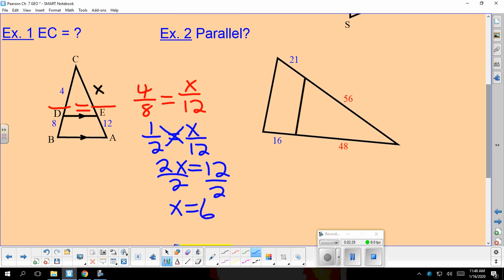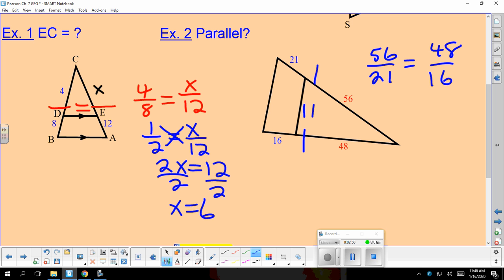Now this one, I want to check to see if they're parallel. So I can check the converse of our side splitter theorem. There's our equals right there. So if I flip it around, I get 56 over 21 equals 48 over 16. If this is true, then I know those lines are parallel.